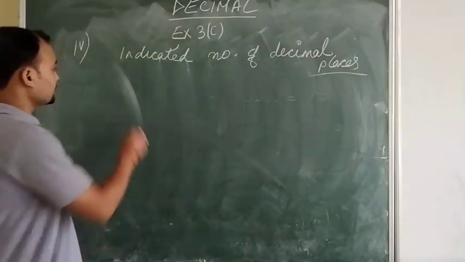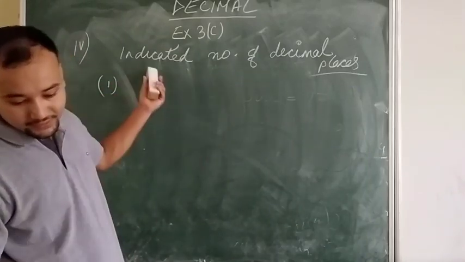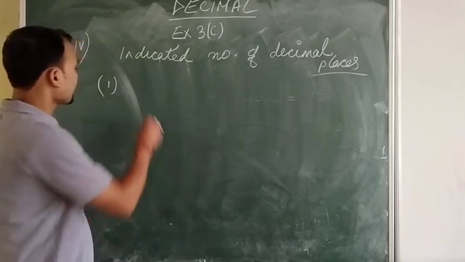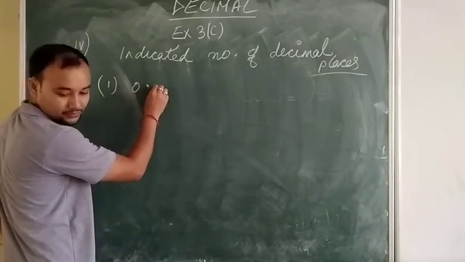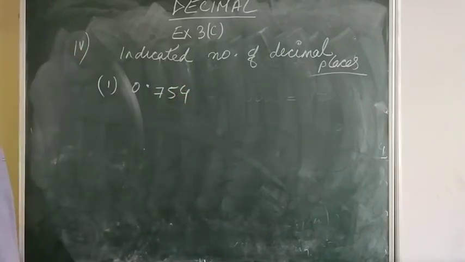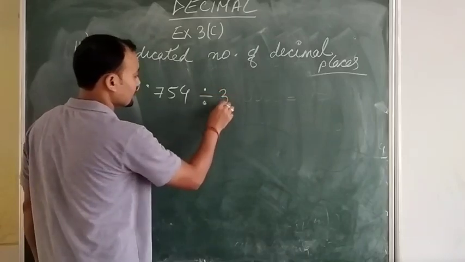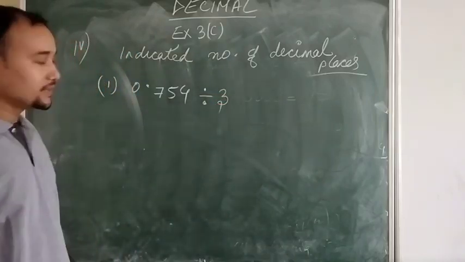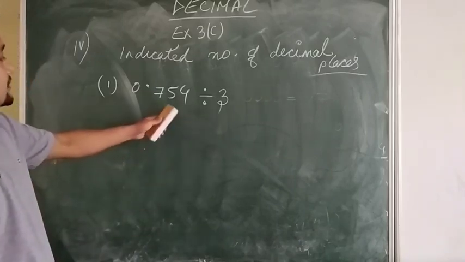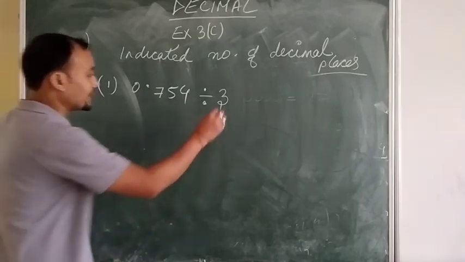Coming to question number 1. Find the question on page number 45, question number 1. 0.754 should be divided by 3. Now this is 9, 16. It is not going by 3. We'll try it to 1 dp.